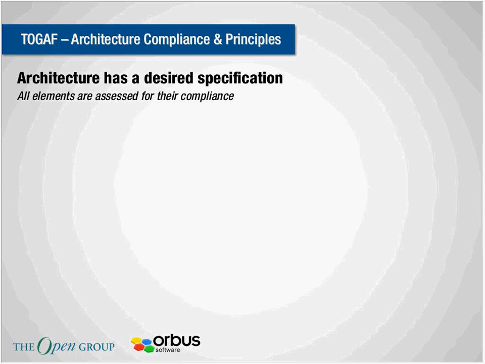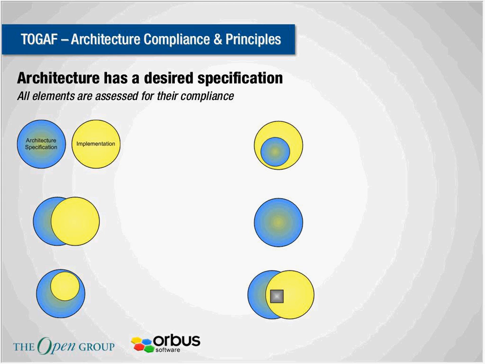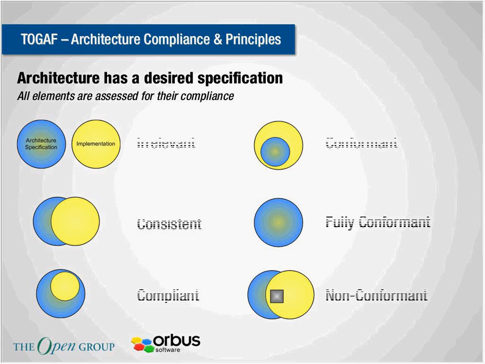Or something as simple as principles straight from the TOGAF spec. All principles apply to all elements of the architecture. And another of these principles is that any given architecture, any given segment architecture or part architecture, is assessed for compliance with these principles.